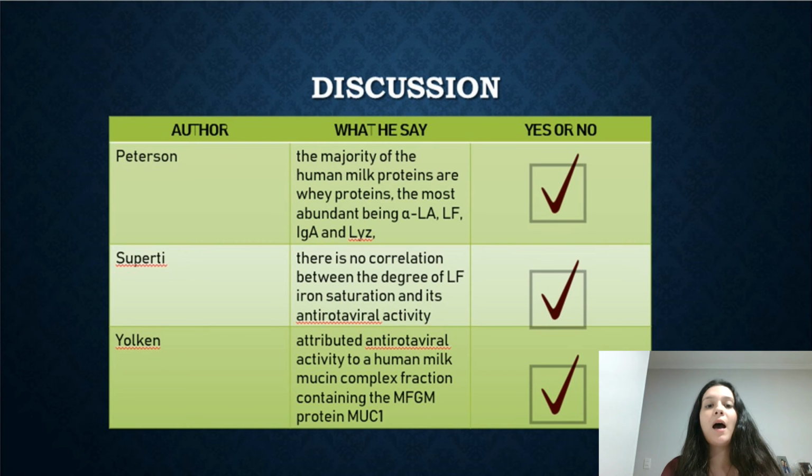Discussion. Peterson said that the majority of the human milk proteins are the whey proteins, the most abundant being alpha LA, LF, immunoglobulin A, and LIS. In this study, they obtained the same result. Superti found there is no correlation between the degree of LF iron saturation and its antirotaviral activity. In this study, they obtained the same result. Jolken attributed antirotaviral activity to the human milk mucin complex fraction containing the MFGM protein MUC1. In this study, they obtained the same result.